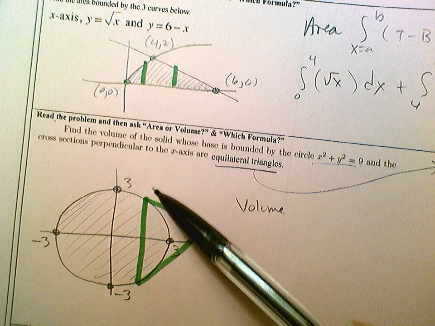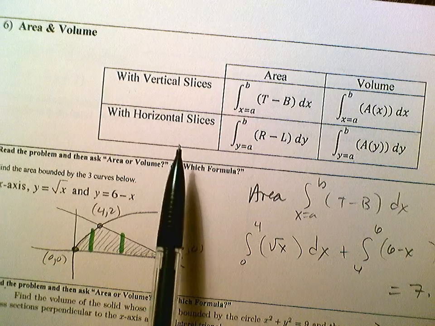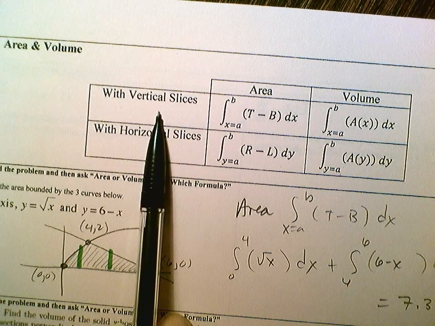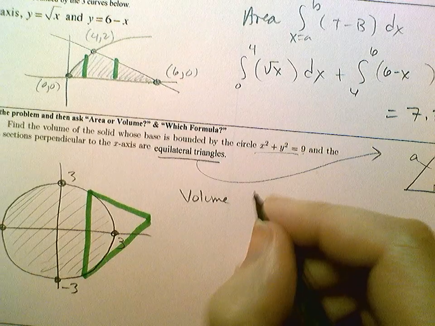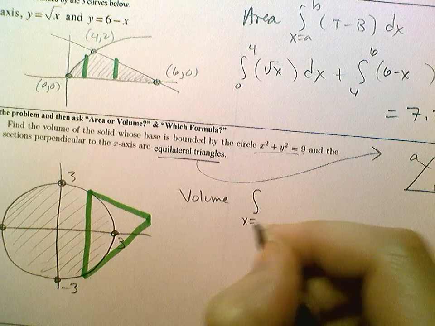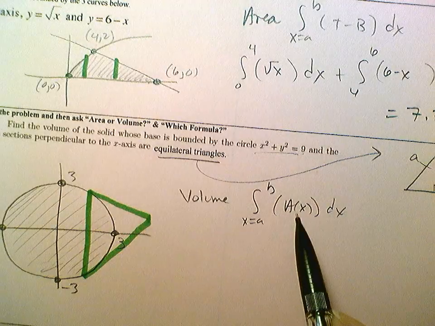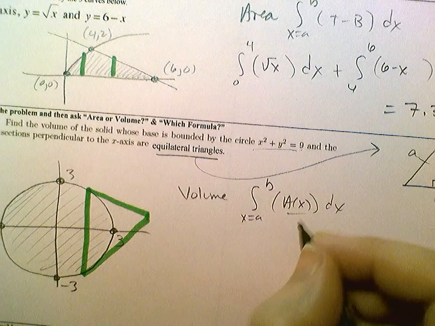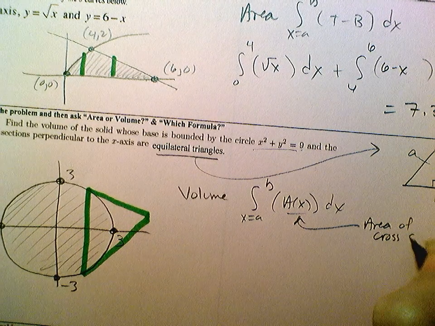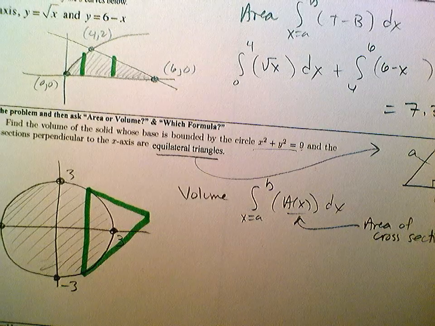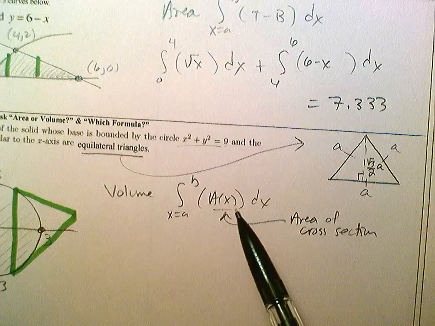Well, guys, these slices that we're using, which are triangular slices, they are vertical slices. Vertical lines hit the x-axis, so everything's going to be in terms of x. So the volume is going to be given by this formula, x equals a to b. And this here, A of x, stands for the area of cross section with respect to x, so as a function of x. So once I find A of x, I've got this.